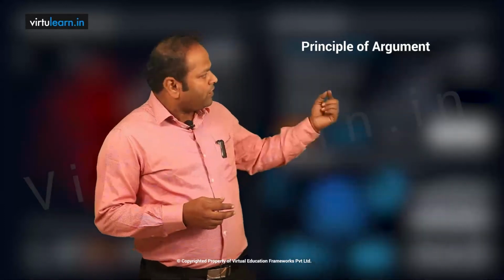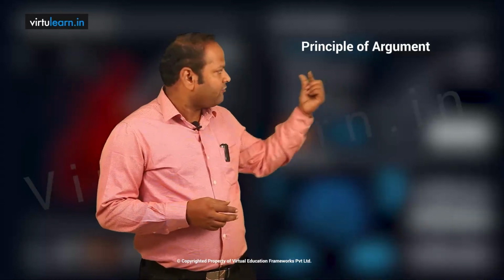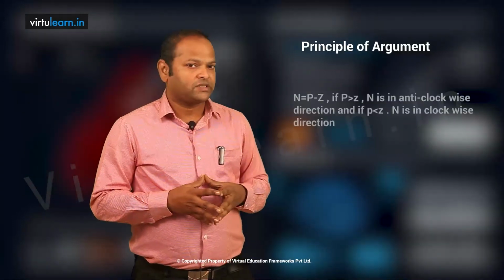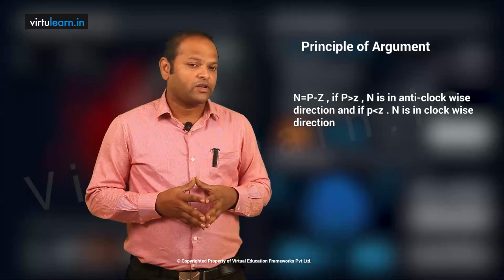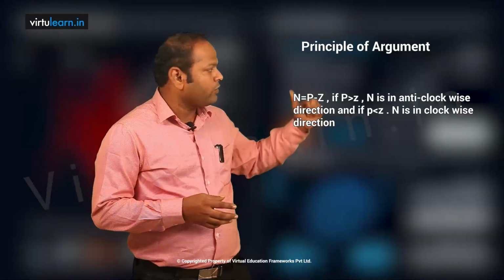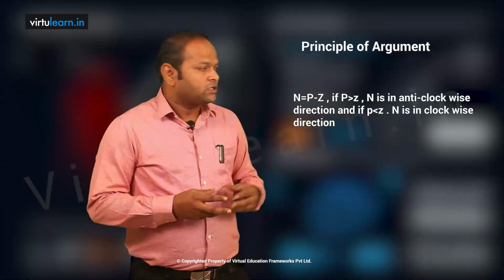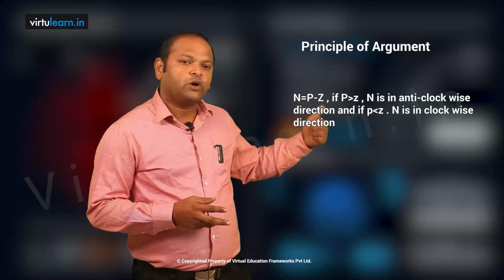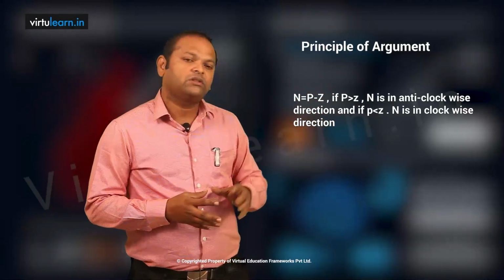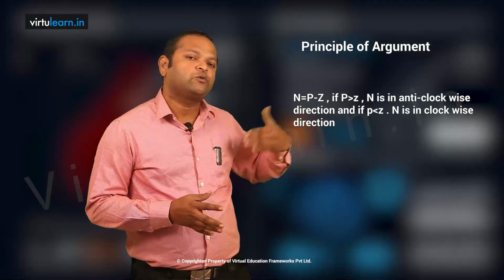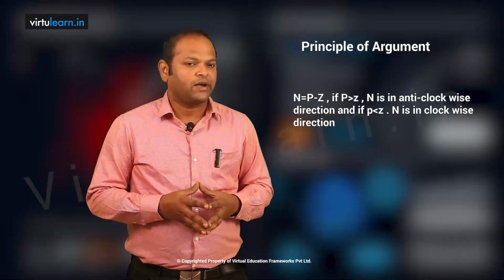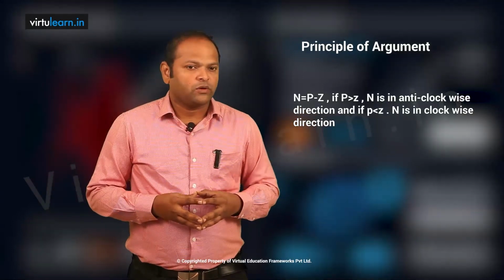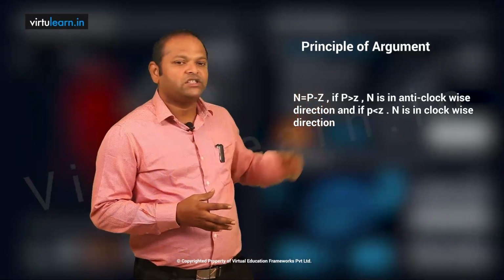Depending upon P and Z, I can find the number of encirclements. The other way around, if you know the number of encirclements and P, you can find Z. So out of these three parameters, if you know two, the third can be found. This principle of argument can be used to find the closed loop system stability. Let us closely observe how to derive N equal to P minus Z.